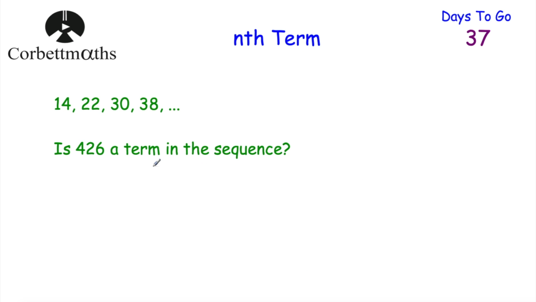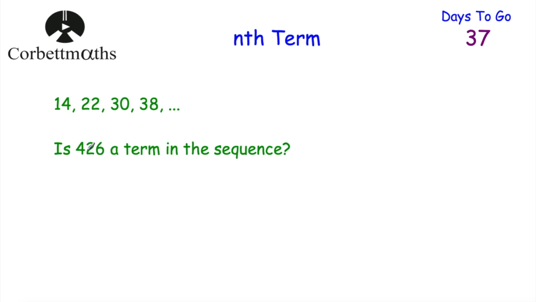Okay, now sometimes you might be asked, is a particular number a term in a sequence? So we've got the sequence 14, 22, 30, 38, and so on. And we're asked here, is 426 a term in the sequence? Now, if they asked me if 427 was a term in the sequence, I'd be able to spot straight away and say, no, it's not, because all the terms in the sequence are even. We've got 14, 22, 30, 38, and so on. So if they asked you perhaps was an odd number a term in the sequence, you could just say no straight away, it's odd.